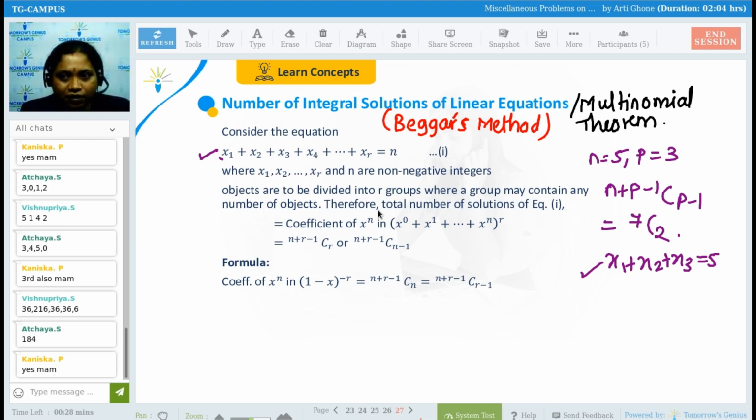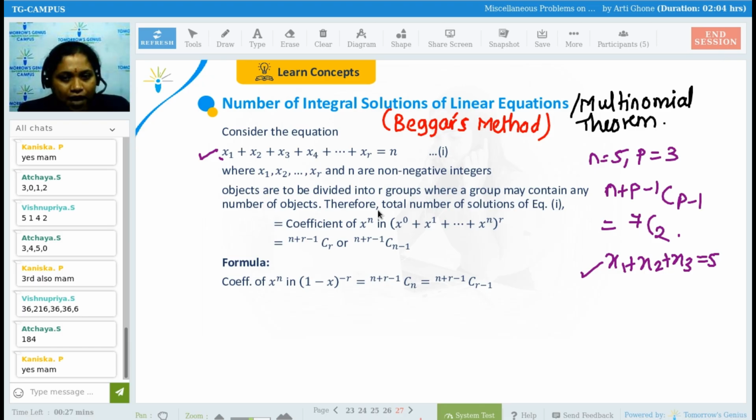Is there any similarity? This is a direct statement of Beggar's theorem. The number of integral solutions, or the multinomial theorem, is a direct statement of Beggar's theorem. So I'll always suggest that you don't go into the application of the multinomial theorem at all when you have Beggar's method with you. Okay, clear? Now I'll just read out this solution part. It is not that much required.